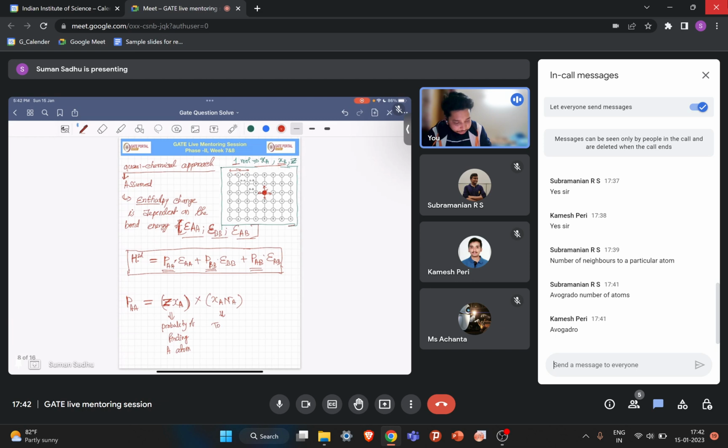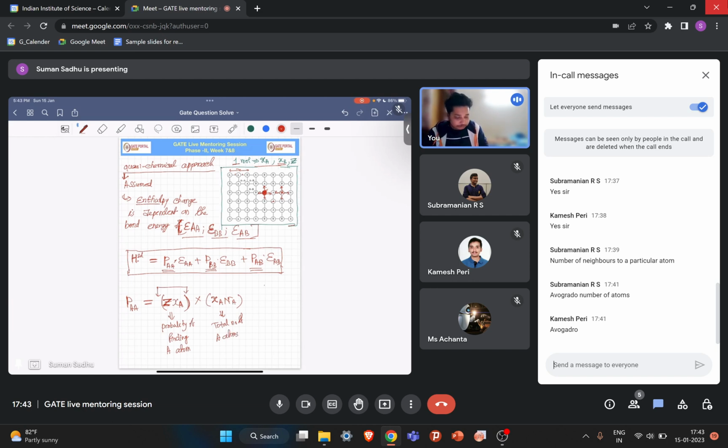So if you consider only this one, then it will be only this part. But if you consider all the A atoms, like this A atom and the surrounding atoms, and do it like this, you have to multiply it by the total number of A atoms. So Xa into Na is the total number of A atoms, right?